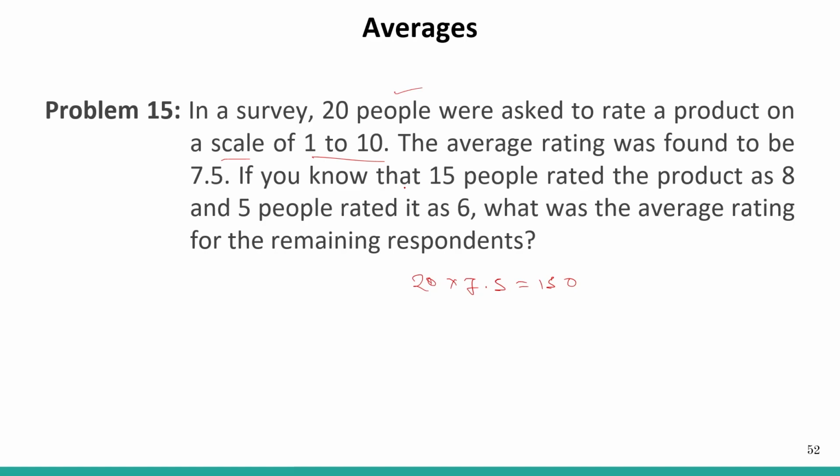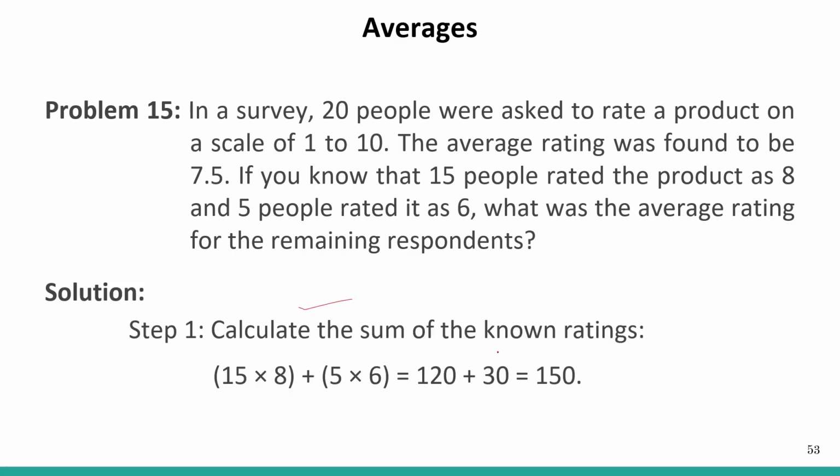So if you know that 15 people actually rated the product as 8, okay, so it is 15 into 8 plus 5 into 6. 5 people rated it as 6. So what is the average rating for the remaining respondents? Okay, so since there are a total of 20 respondents and we have covered 15 and 5, that is equal to 20, so there are no respondents left in this case. Okay, so this is just a little bit of a tricky question. There is nothing to calculate here.